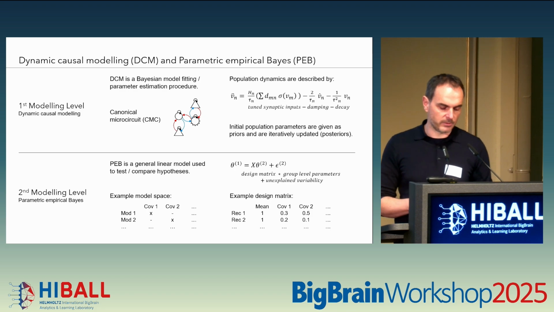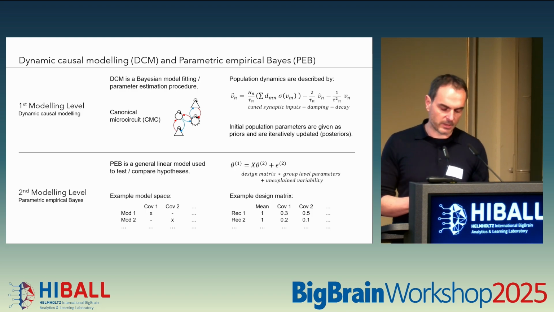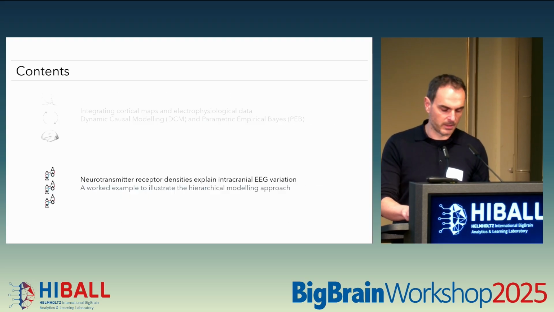And then the second question is how the second-level parameters are estimated. PEB is basically a general linear model to test hypotheses. Again, it's not exact, but it's a very nice way to test hypotheses and include covariates. And that's done here: you have a design matrix for this model with different recordings, and then the covariates and the covariate values.